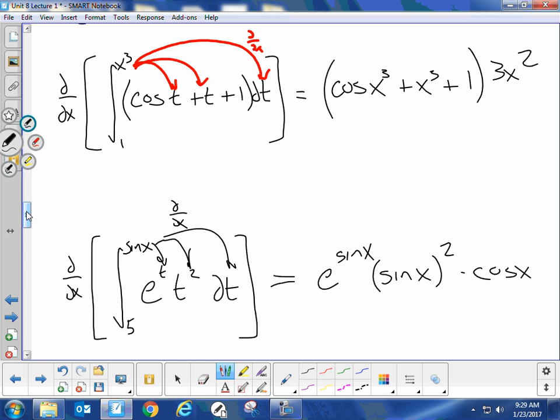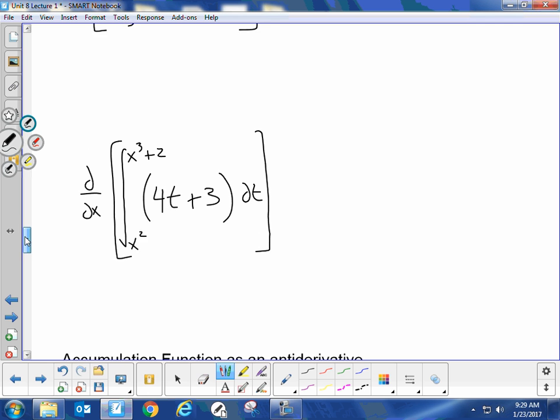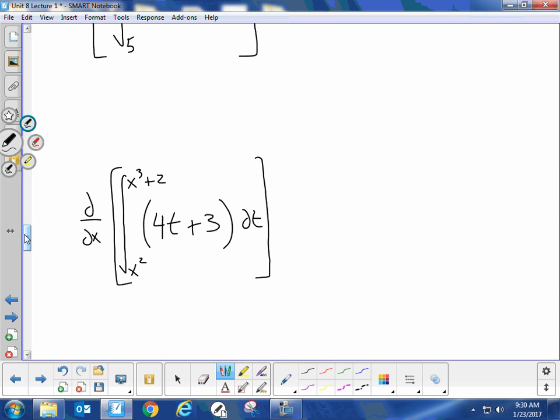All right. Well, this brings us to one more, where I have a function on the top and a function on the bottom. I'm just going to make this x cubed and x squared. Could you tackle something like this? And you'll see something like this on your homework. I would not do it step by step. You can use the shortcut.